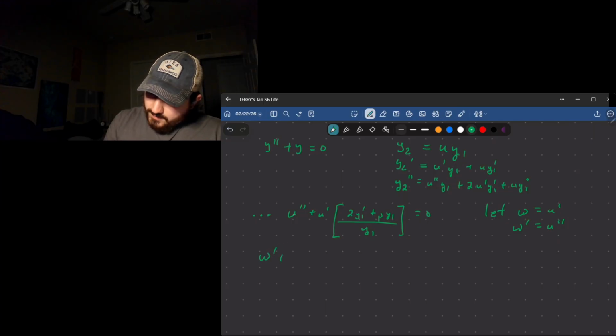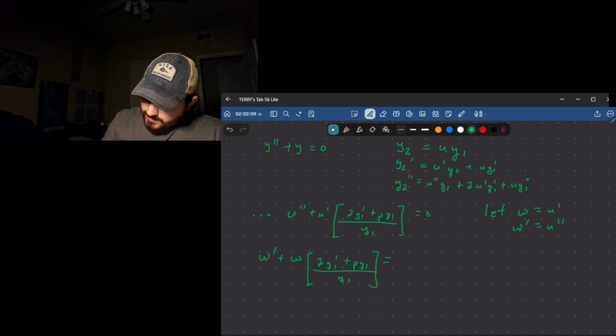So now our w prime is replacing our u double prime, and then our regular w is just going to replace this u. So we have plus w, and then we have all of this junk inside. So we're going to have 2y1 prime plus p of y1 over y1.